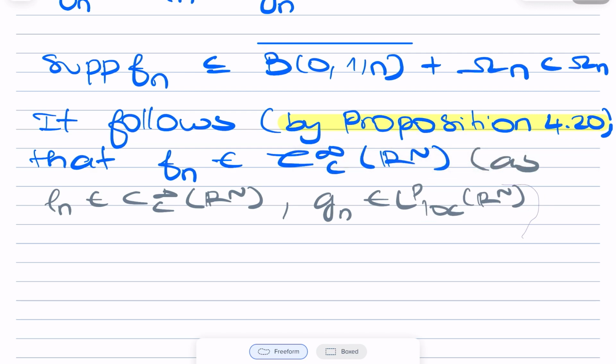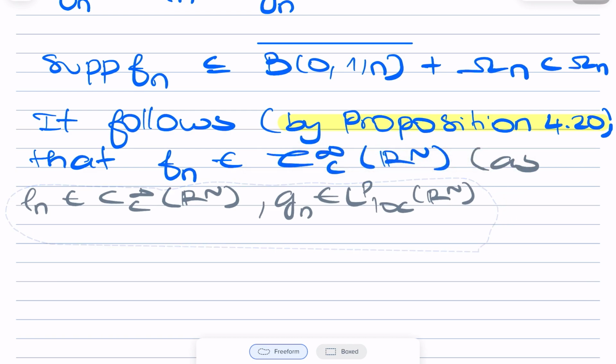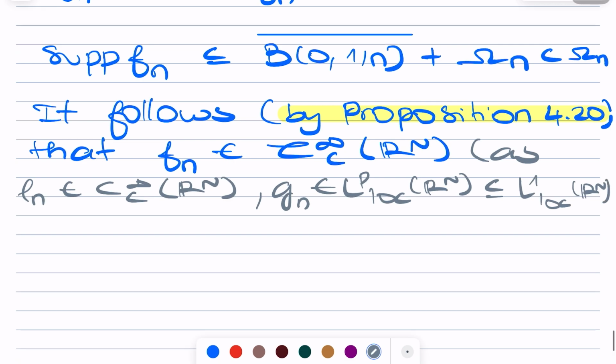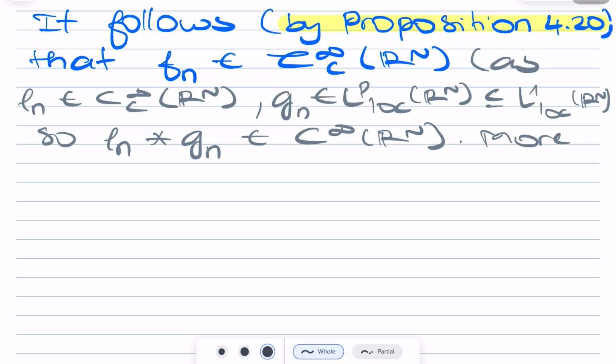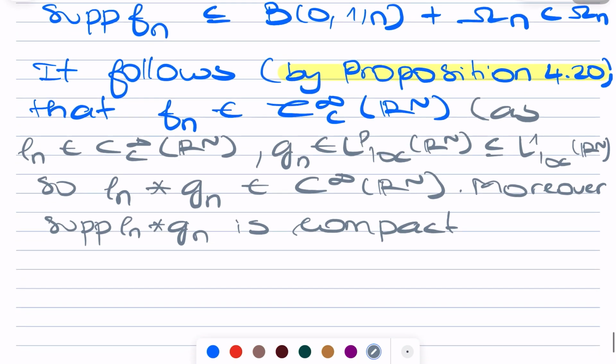Let me just squeeze it, which is contained in L1 log of Rn, right? So rho n convoluted with Gn is actually in C infinity of Rn. Moreover, the support of this is compact. So this is why Fn is actually in C infinity C of Rn.